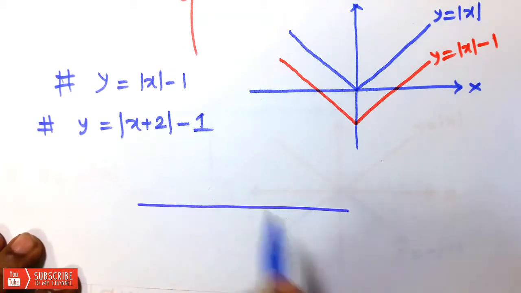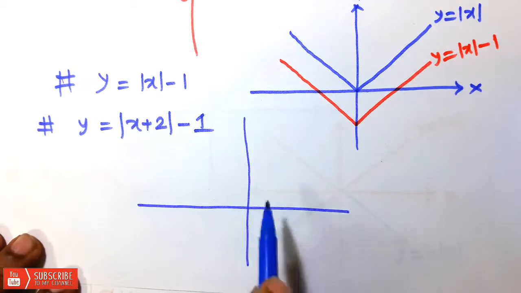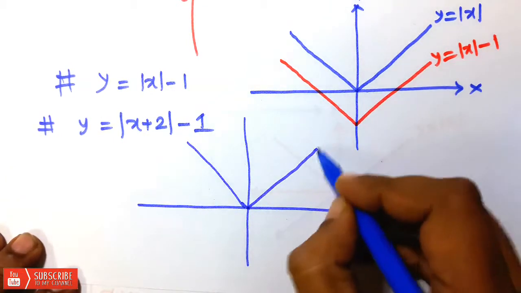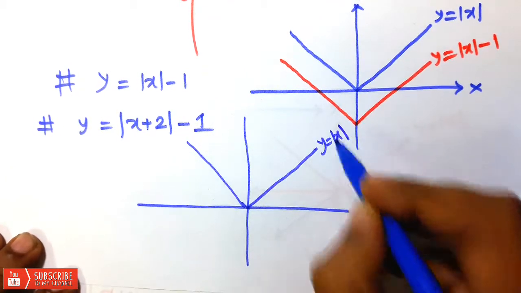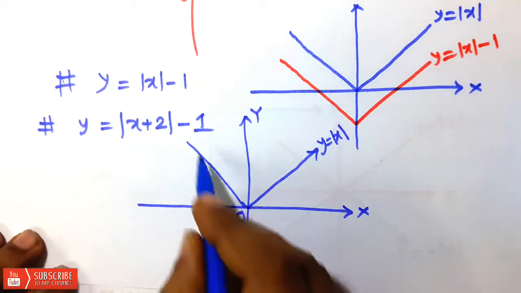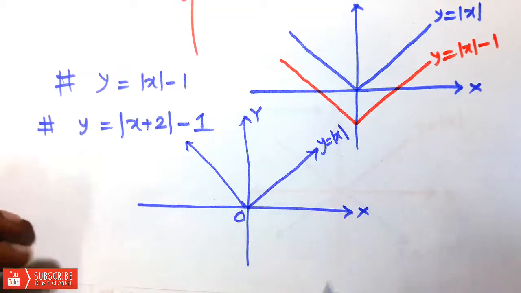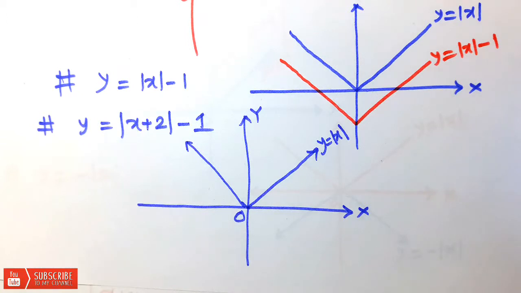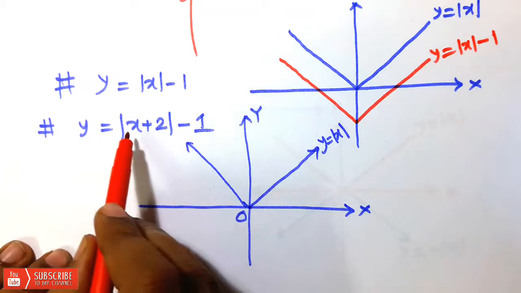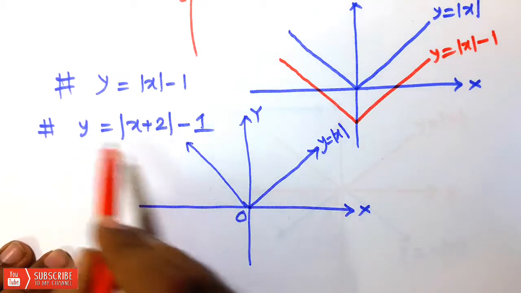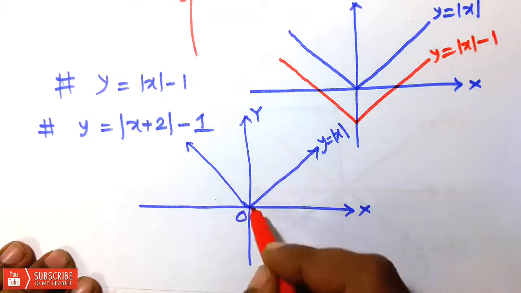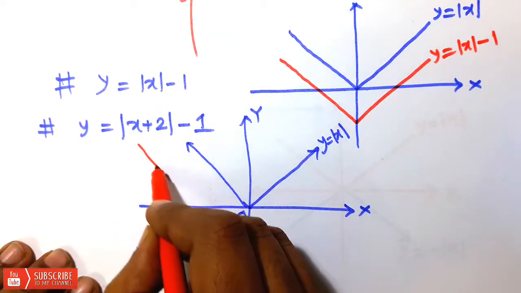First of all I draw the graph of y is equal to mod x. Okay, this one is y is equal to mod x, x-axis, y-axis, origin. This is the graph for y is equal to modulus x. Now friends, tell me, what will be the graph of y is equal to modulus of x plus 2? Y is equal to modulus of x plus 2 will be shifted 2 units left to y is equal to mod x. So it will look like this one.